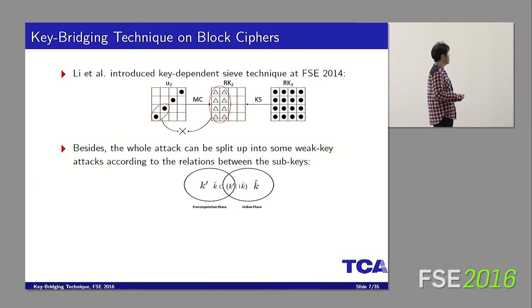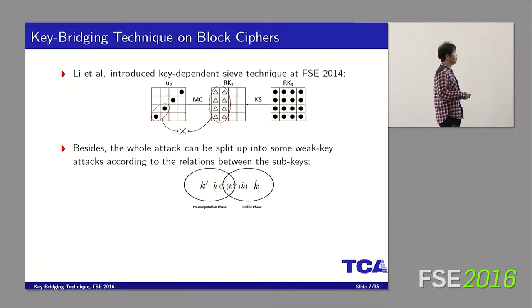Besides, they find that the whole attack can be split into some weak key attacks according to the relation between subkeys. As we can see, K prime is the key used in the pre-computation phase, and K wave is the key used in the online phase, and K wave is in the intersection. If we can divide the pre-computation table into some subtables according to the value of K wave, in the online phase we only need to detect a small table according to the value of K wave.